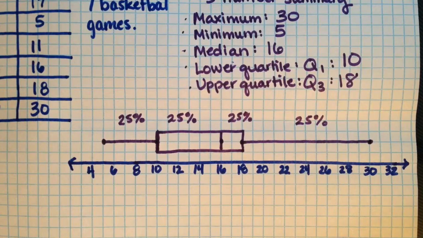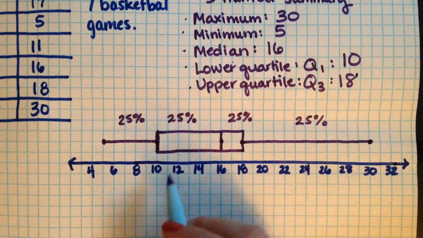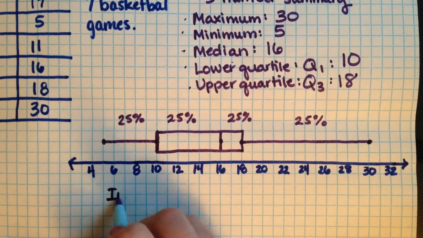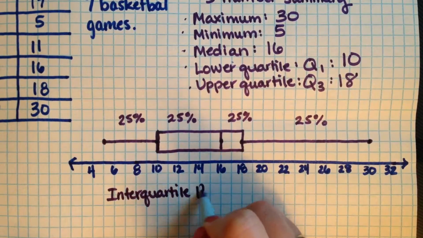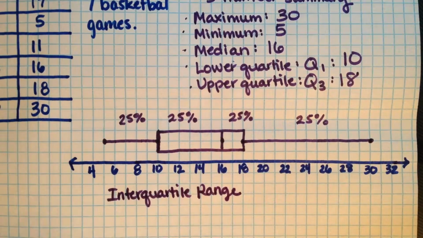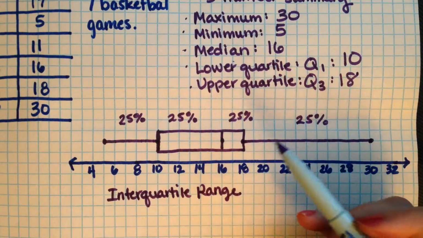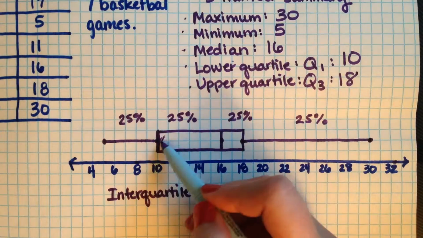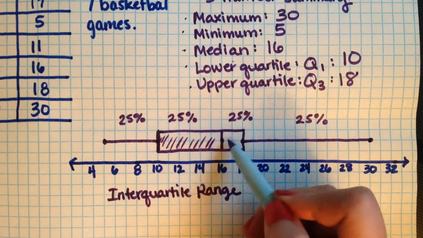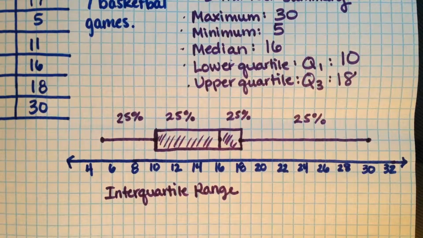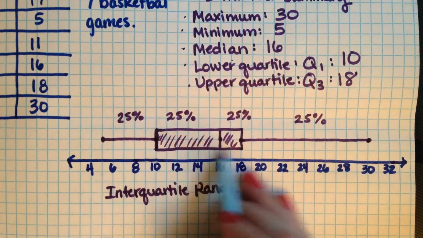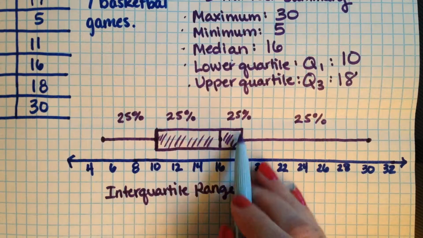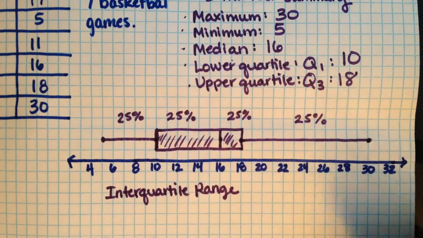But if we look at the area inside of the box, this is called the interquartile range. We can say that Kevin's average score is anywhere between 10 and 18 points. This is very helpful for anyone wanting to evaluate Kevin's average performance. It shows us nicely where 50% of his data lies.